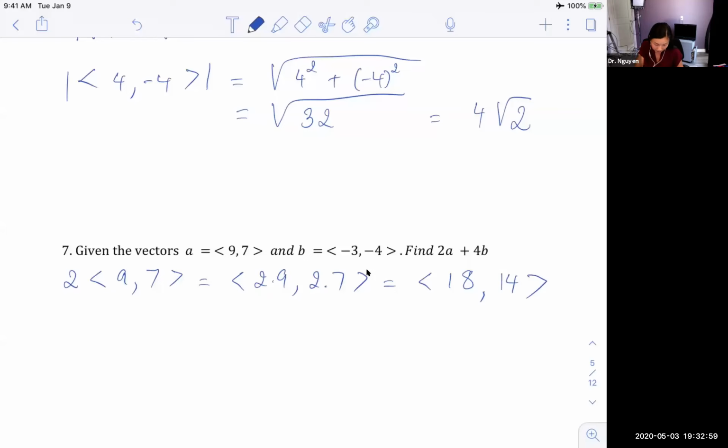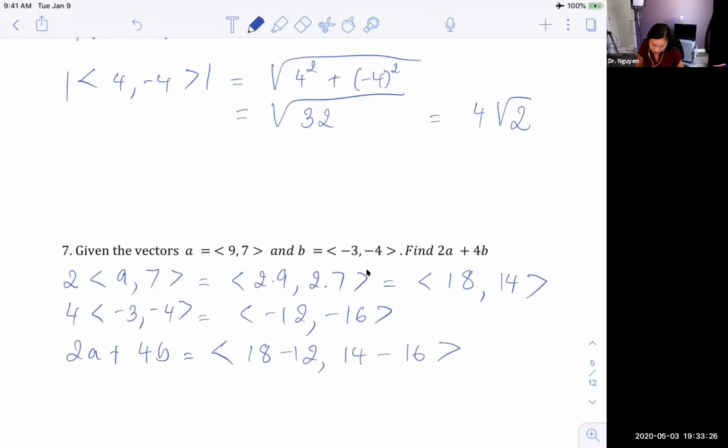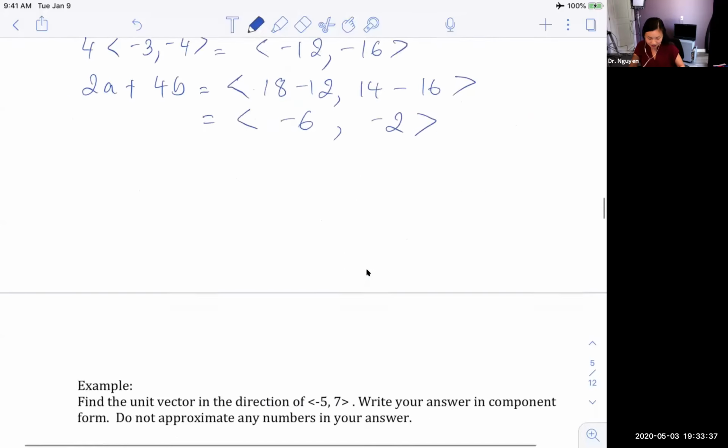Same thing for B, right? For 4B, I have 4 times -3 and 4 times -4. So 4B is going to be <-12, -16>. And then you just add them up. That's going to be 2A plus 4B. Straightforward. It's going to be 18 minus 12, 14 minus 16. So the answer is going to be <6, -2>. Hopefully my math is right. Okay. Moving on.